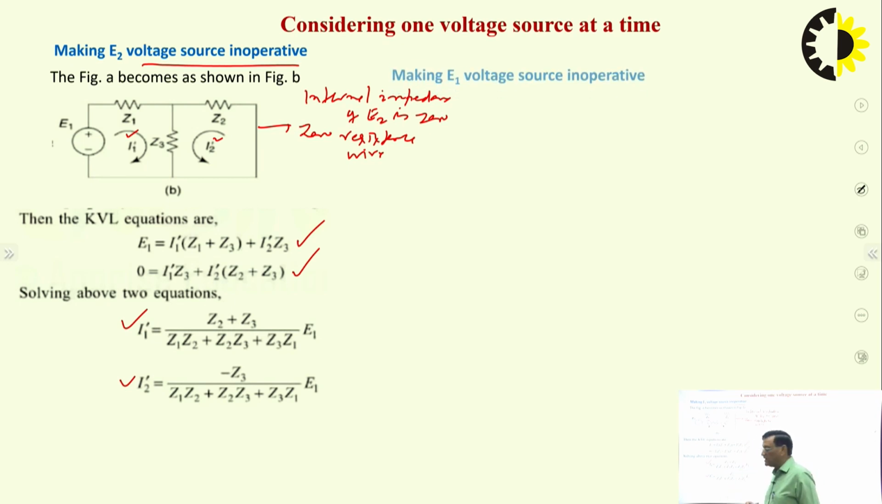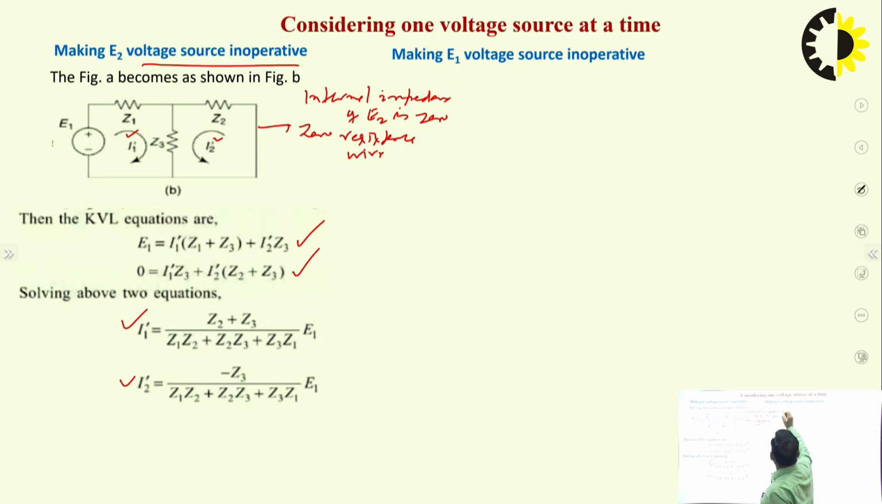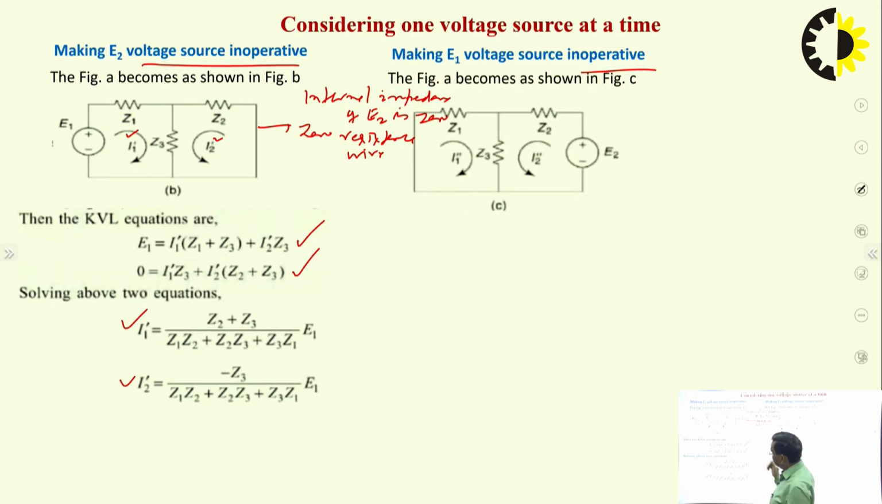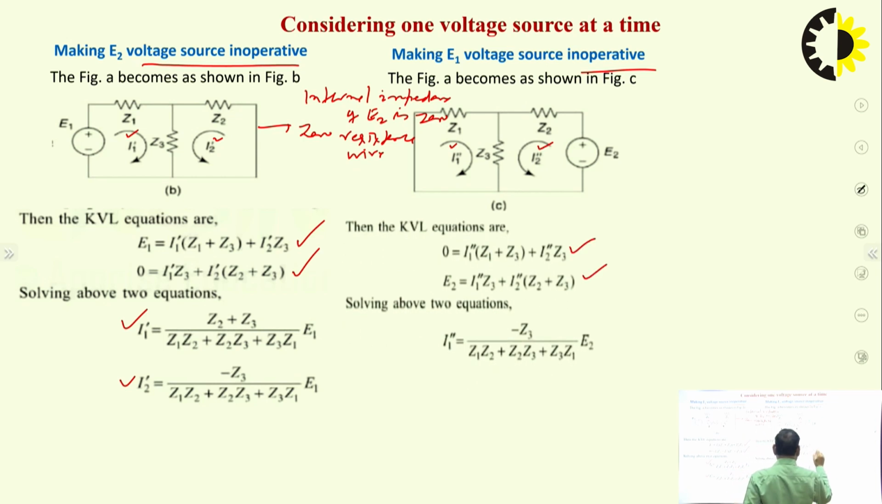Now, take the E1 voltage source inoperative. So, E2 is acting and E1 is replaced by its internal impedance. Again, E1 is an ideal voltage source, so it will be replaced by a zero resistance wire, and it looks like a short circuit. Now, in this case, try to find I1 double dash and I2 double dash. We just write two Kirchhoff's voltage law equations, this and this, and on solving we get I1 double dash and I2 double dash.